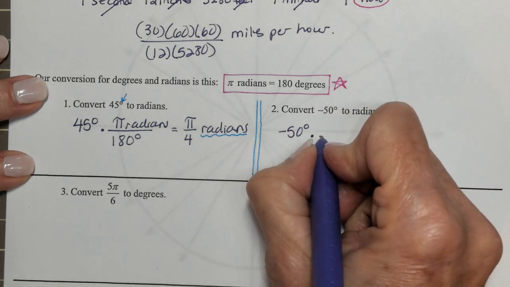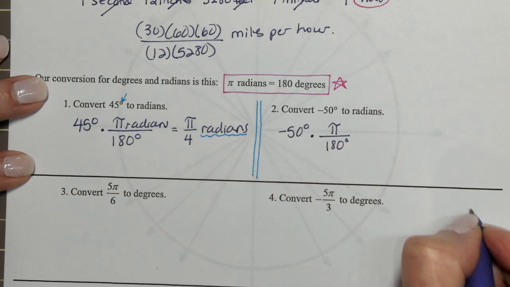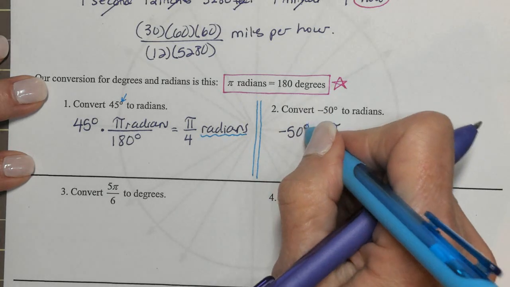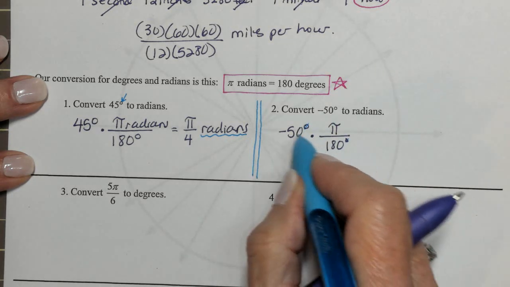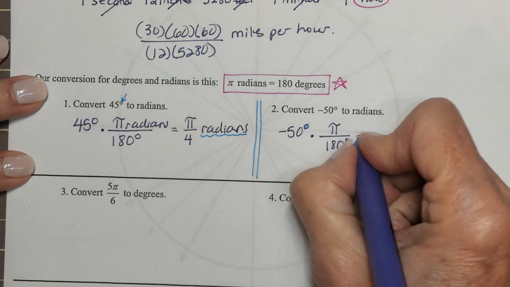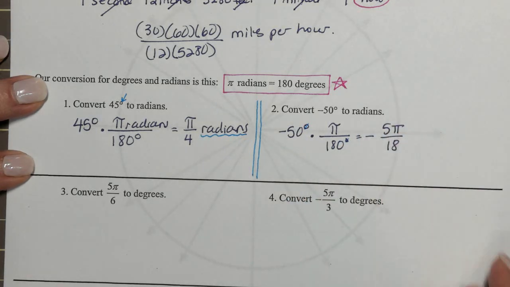So I'm multiplying by pi radians to 180 degrees. The degrees cancel, and I can cancel out a 0, and then I'm left with negative 5 pi divided by 18 radians.